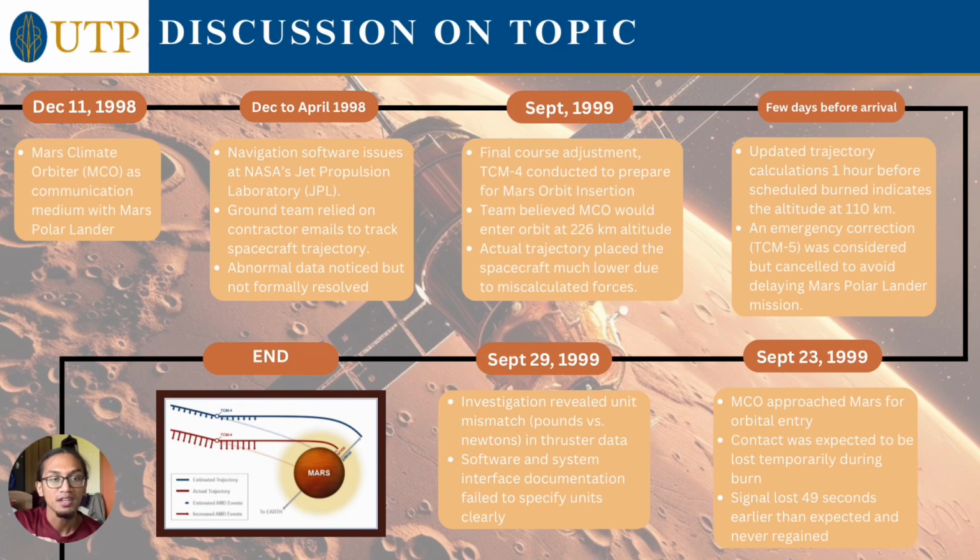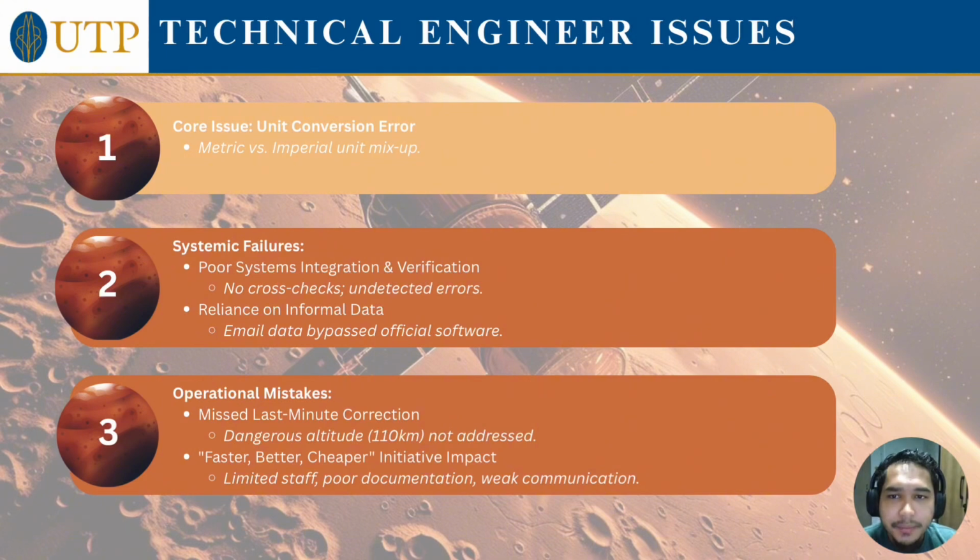Although the software problem was eventually resolved, other navigation data anomalies were observed but only discussed informally. In September 1999, the final course adjustment TCM4 was executed as planned to prepare for Mars orbit insertion. However, updated calculations just an hour before the orbiter entry showed that the spacecraft might dip as low as 110 kilometers, dangerously close to the Martian atmosphere. Then, an emergency correction TCM5 was considered but cancelled to avoid disrupting the Mars Polar Lander mission. On September 23, as the orbiter approached Mars, contact was lost 49 seconds earlier than expected and was never regained. Post-failure analysis estimated the spacecraft altitude at just 57 kilometers, resulting in its destruction in Mars' upper atmosphere.